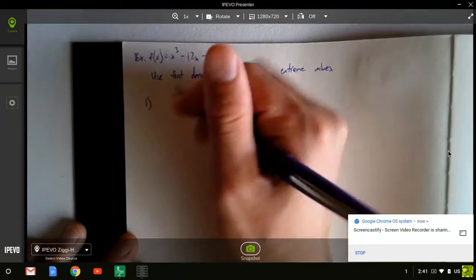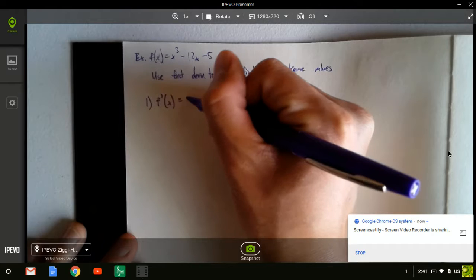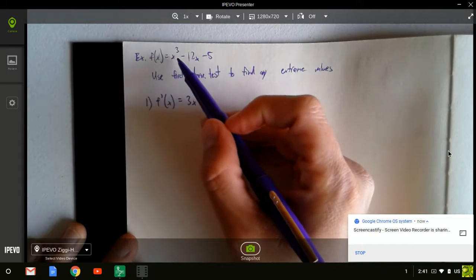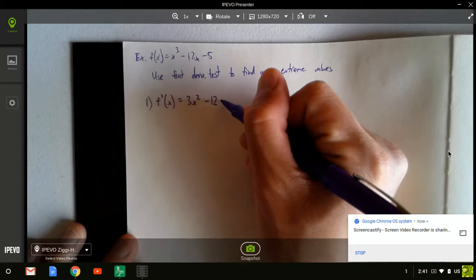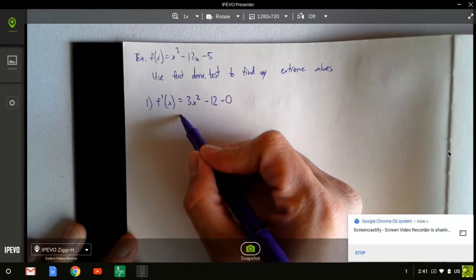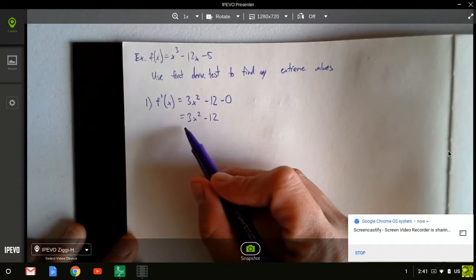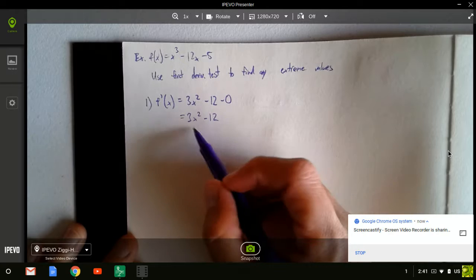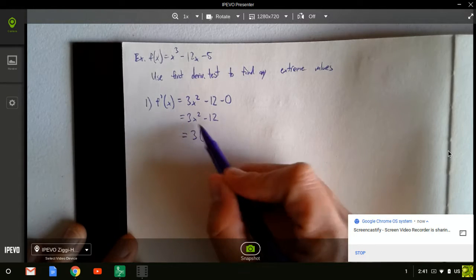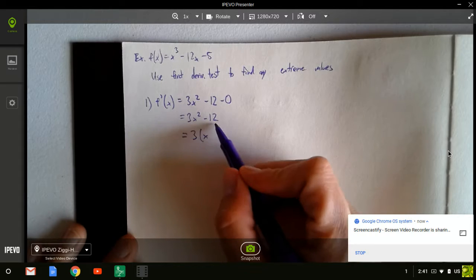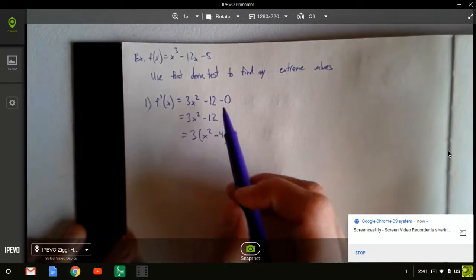So the first step would be to find f prime. That'd be 3x squared, the power rule, right? 3x squared minus 12, and then the derivative of a constant is just 0. So you'd get 3x squared minus 12. You can also rewrite that one more time if you'd like, or you could just leave it like this. It doesn't really matter. But you can also factor out the 3 out of 3x squared and 12 to get 3 times x squared minus 4. You can use either.